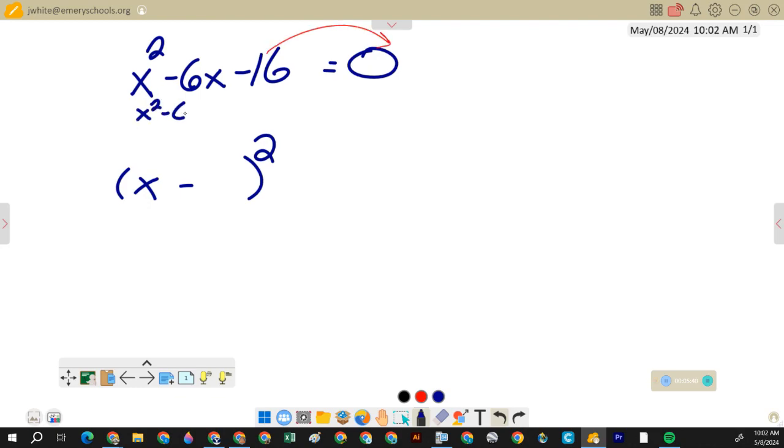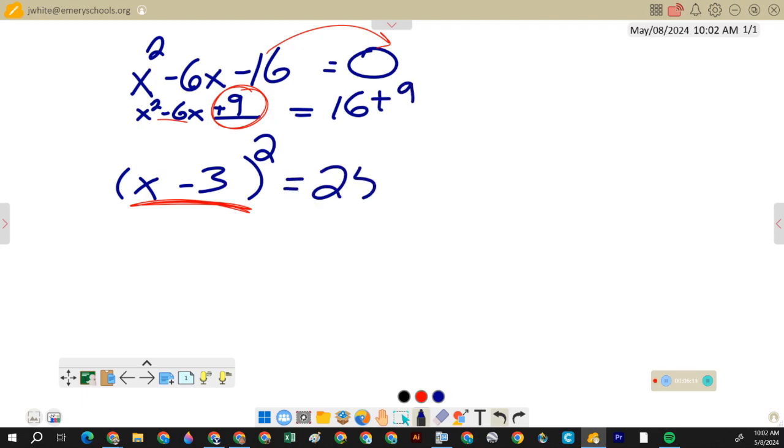X squared minus 6x, leave a space, equals 16. And I need to figure out what number goes there so that this can be a perfect square. And the pattern is cut the middle number in half and then square it. So cut the middle number in half would be x minus 3. And 3 squared is 9. So I add 9 to the other side, and I get 25.